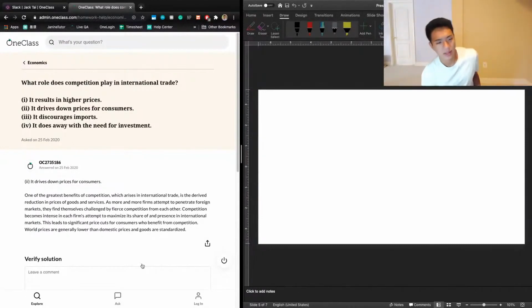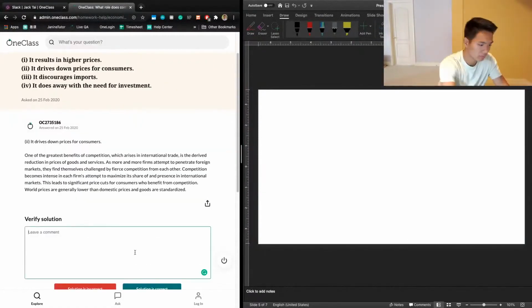2 says, the previous tutor also said 2, and they said that one of the greatest benefits of competition which arises in international trade is the derived reduction in prices of goods and services. As more and more firms attempt to penetrate foreign markets, they find themselves challenged by fierce competition from each other. Competition becomes intense, and each firm attempts to maximize its share of and presence in international markets. This leads to significant price cuts for consumers who benefit from competition. World prices are generally lower when domestic prices in goods are standardized. Good.